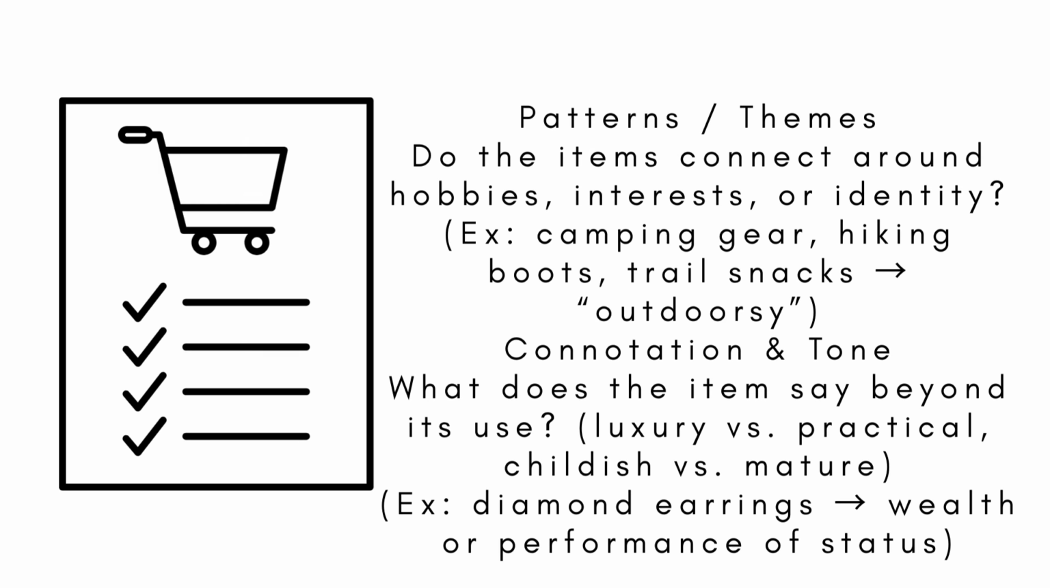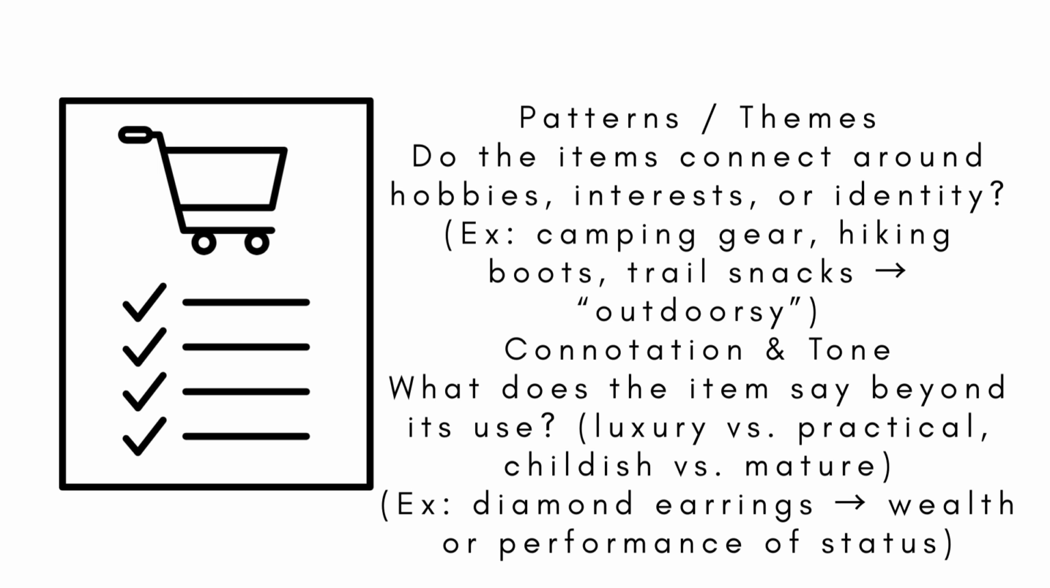So it's just some things to think about as you model this. I tell students to think about patterns and themes. Do the items connect around hobbies, interests, or identity? For example, camping gear, hiking boots, trail snacks: I know the person's outdoorsy. Connotation and tone: what does the item say beyond its use? Luxury versus practical, childish versus mature. So let's say someone has diamond earrings on their list. I can make an assumption, without getting into real complicated semiotic deconstruction, that they're into wealth, opulence, performance status.